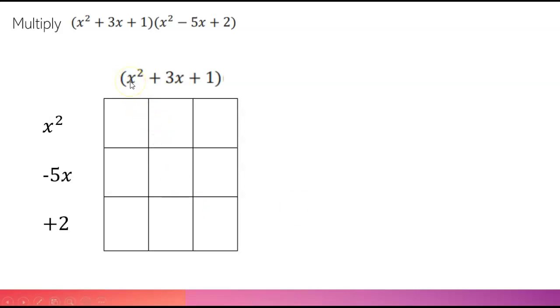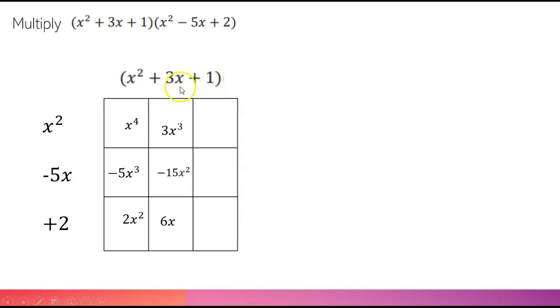Let's begin. Multiplying x squared times x squared will give us x to the 4th. X squared times negative 5x will give us negative 5x cubed. X squared times 2 is 2x squared. 3x times x squared will give us 3x cubed. 3x times negative 5x will give us negative 15x squared. 3x times 2 will give us 6x.